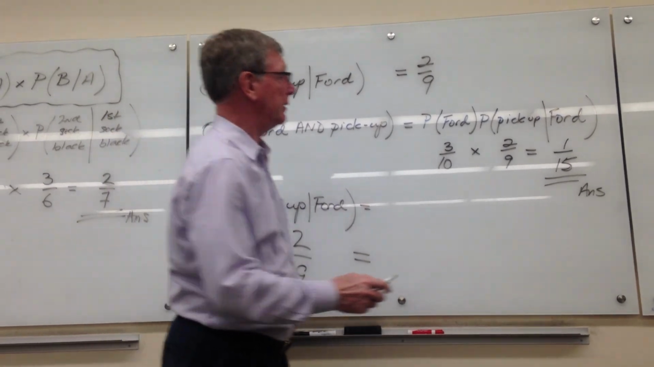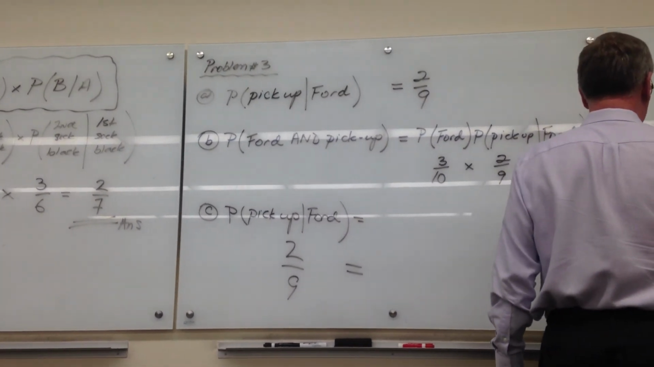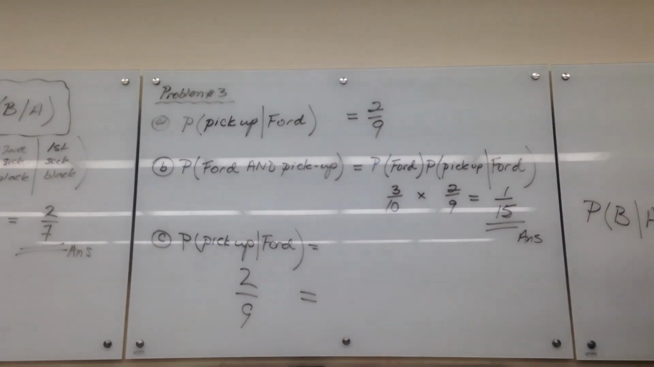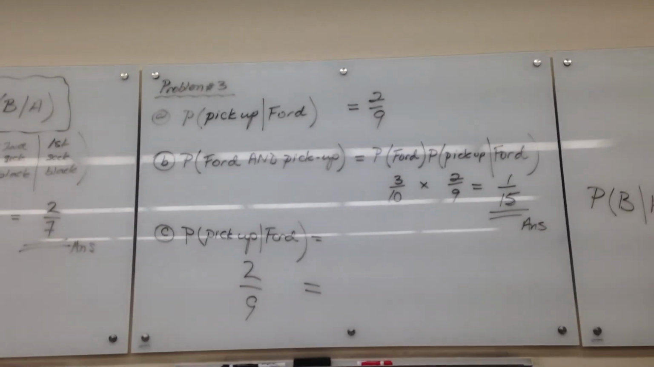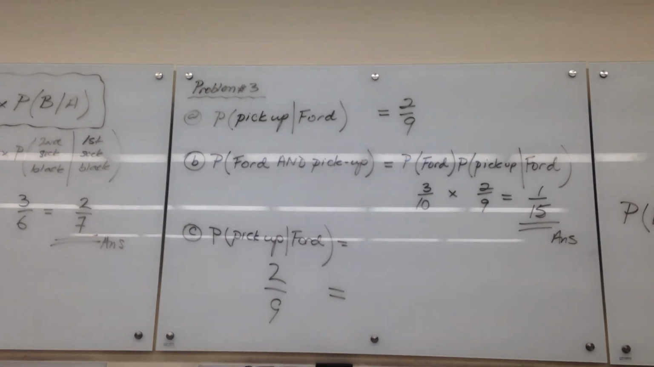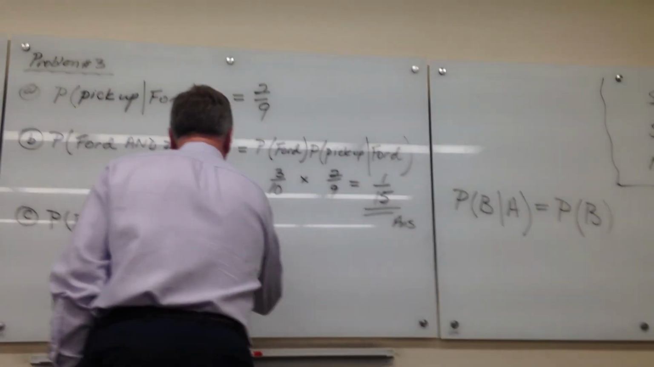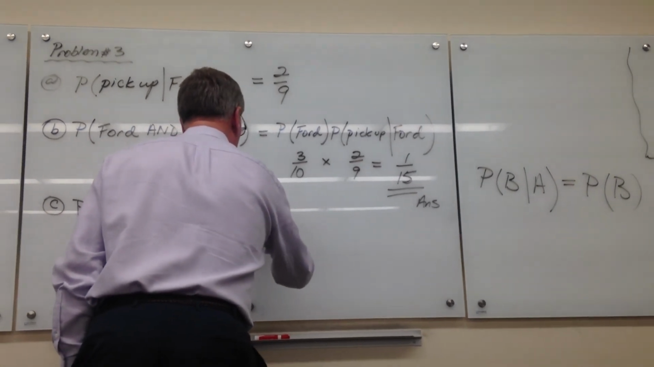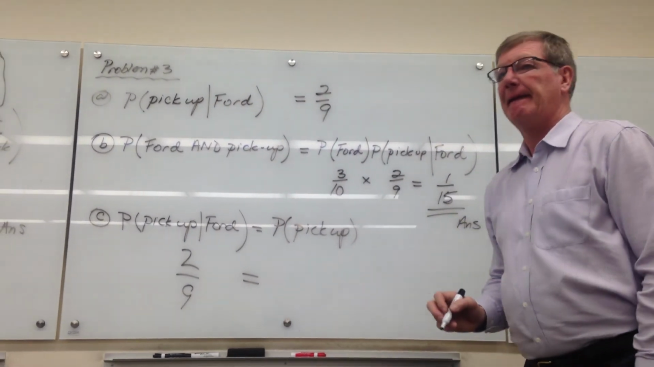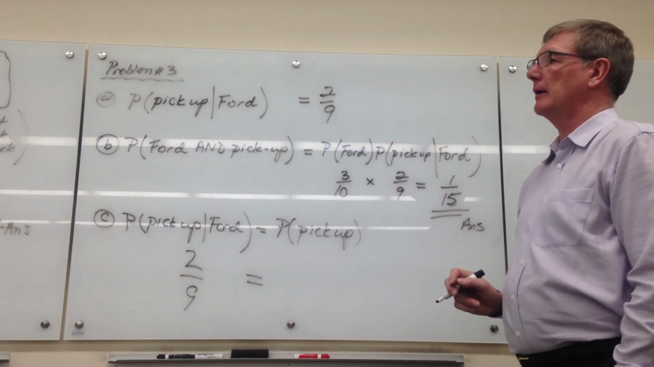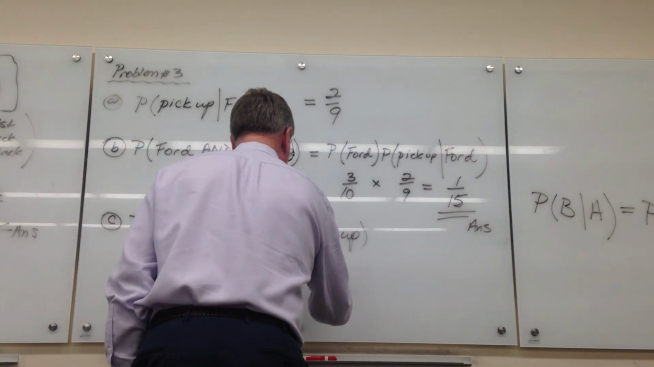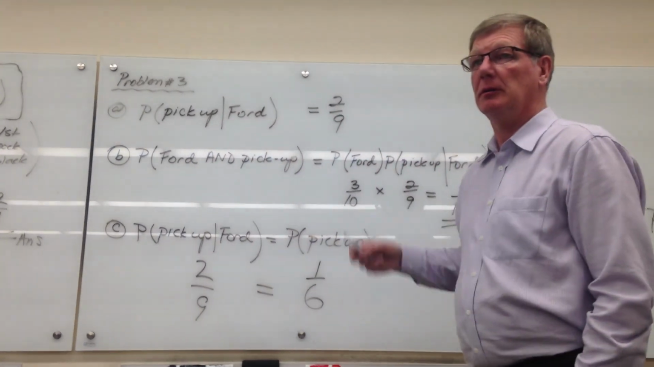Because when we wrote the independence rule, let me go back, it said the probability of B given A is equal to the probability of B. In other words, B doesn't care what happened. In other words, driving the pickup could care less if it's a Ford or not, okay? So Matthew is right. So what's the probability of the pickup? Do we know that? 1 in 6 adults. 1 in 6. And are these two equal? No.